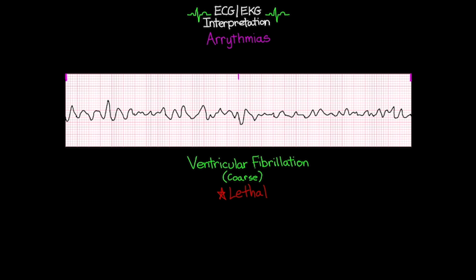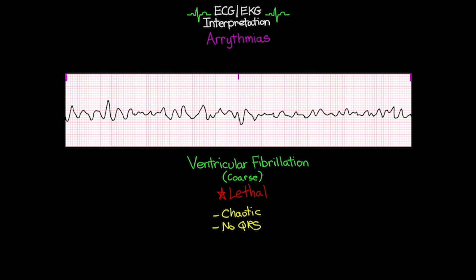It's pretty easy to identify when you're looking at it. It has that chaotic rhythm, but you're not going to have any QRS complexes. So again, you've got no cardiac output. I can't stress this enough. Lethal rhythm, you've got to know this one. And this example here, like I said, is a coarse VFib.